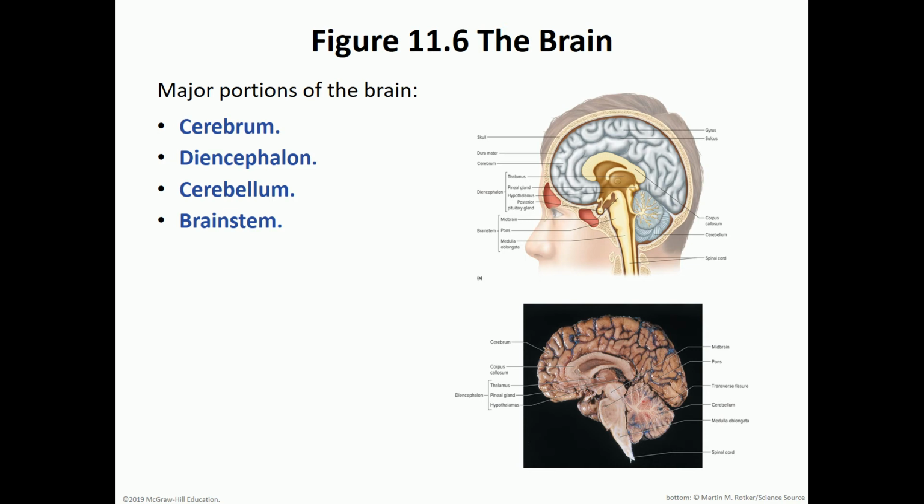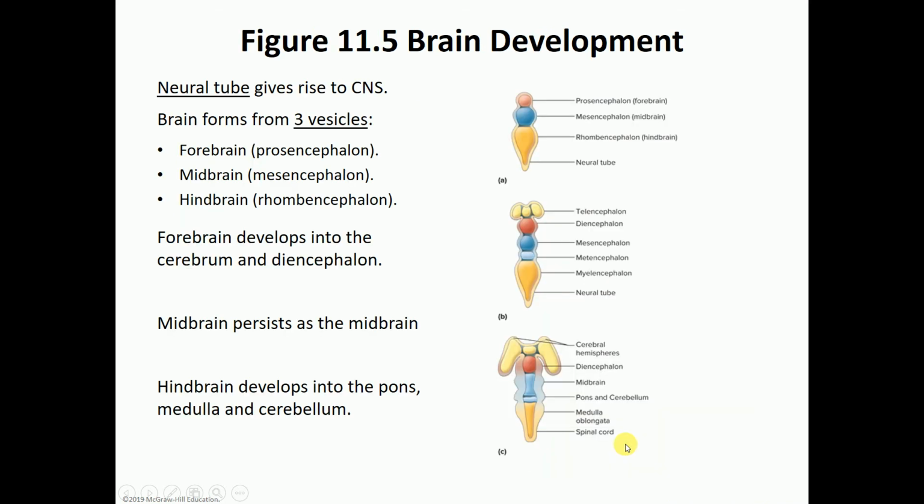The major portions of the brain are made, as we mentioned already, so this might look familiar to you folks, the cerebrum, the diencephalon, the cerebellum, and the brainstem. So how did we develop these parts? A little bit about embryology, which is the science of the study of embryos. How did our brain start to develop?